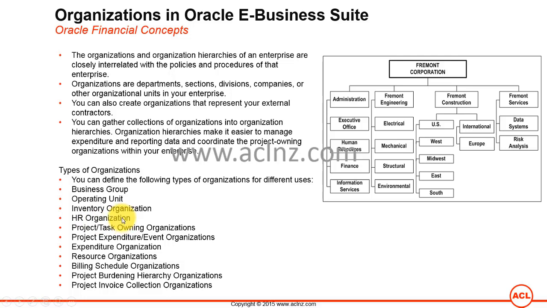Then as far as Oracle project related modules are concerned, there are several different types of organization I have listed over here, such as project task owning organization, project expenditure event organizations, expenditure organizations, resource organizations, billing schedule organizations, project burdening hierarchy organizations, project invoice collection organizations, and so on. So these are different examples of organizations that I thought you should be aware of to avoid any confusion going forward.